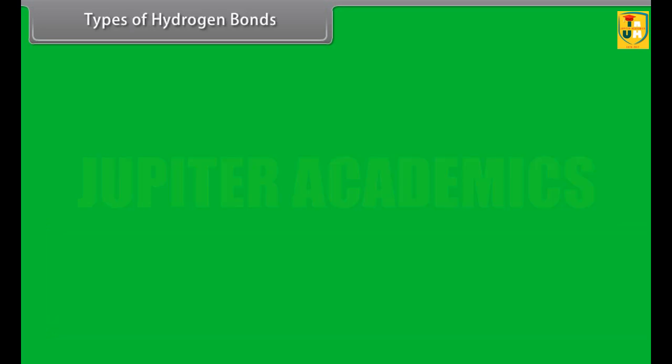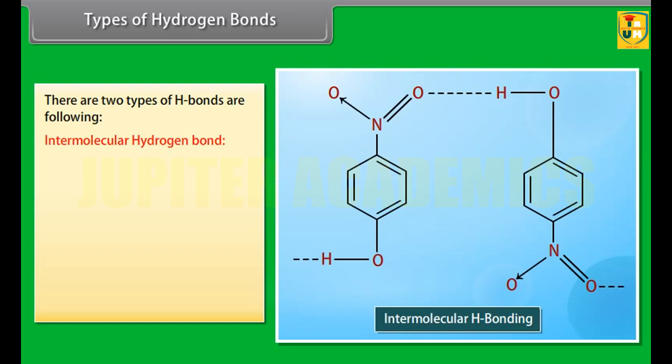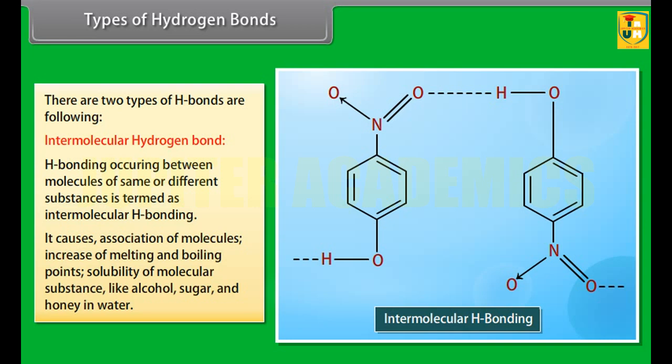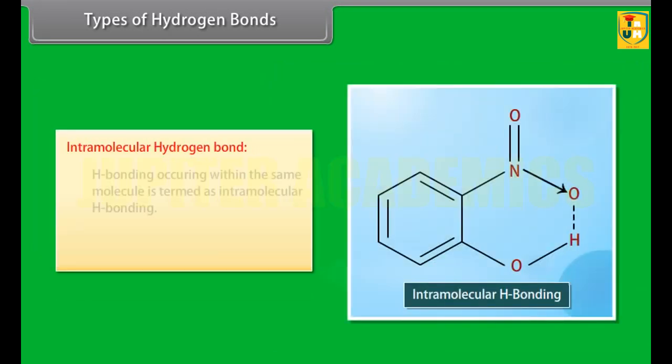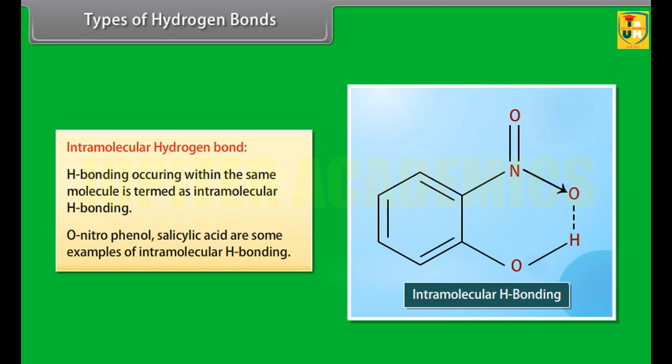Types of hydrogen bonds. There are two types of hydrogen bonds as follows. Intermolecular hydrogen bond. Hydrogen bonding occurring between molecules of the same or different substances is termed intermolecular hydrogen bonding. It causes association of molecules, increase of melting and boiling points, and solubility of molecular substances like alcohol, sugar and honey in water. Intramolecular hydrogen bond. Hydrogen bonding occurring within the same molecule is termed intramolecular hydrogen bonding. O-nitrophenol and salicylic acid are some examples of intramolecular hydrogen bonding.